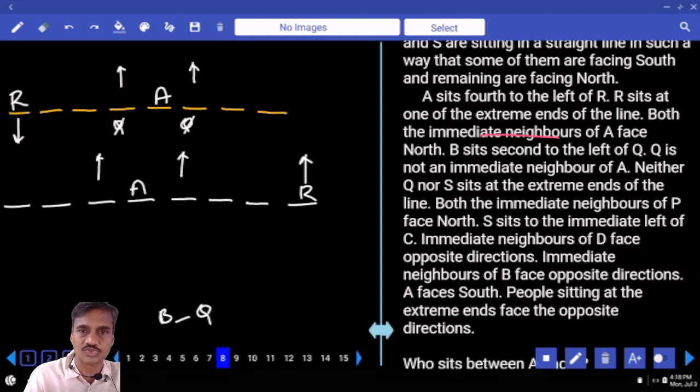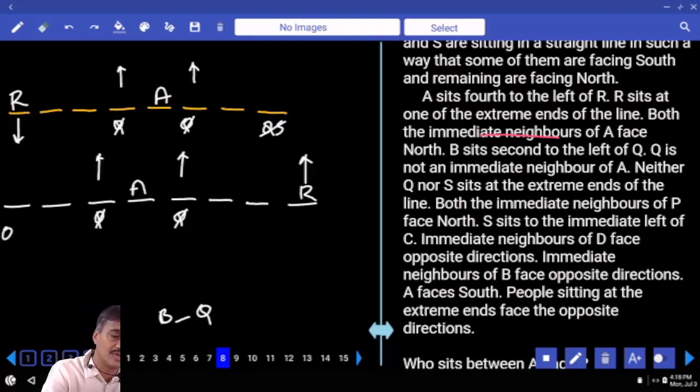Q cannot be in these two places. Neither Q nor S sits at the extreme ends of the line. Now Q and S cannot be here as well. Then can we have Q at this place? Q cannot be here, isn't it? Then can we have Q at this place? Q cannot be here as well.